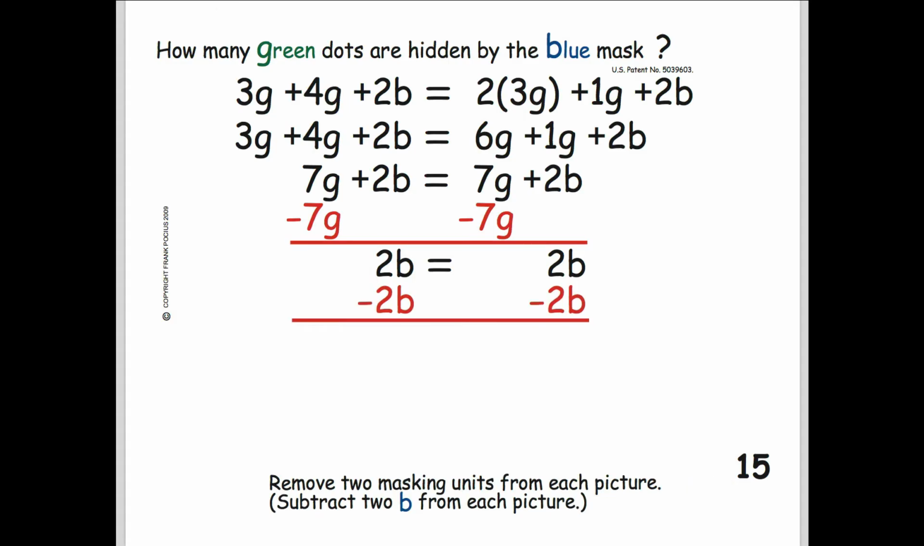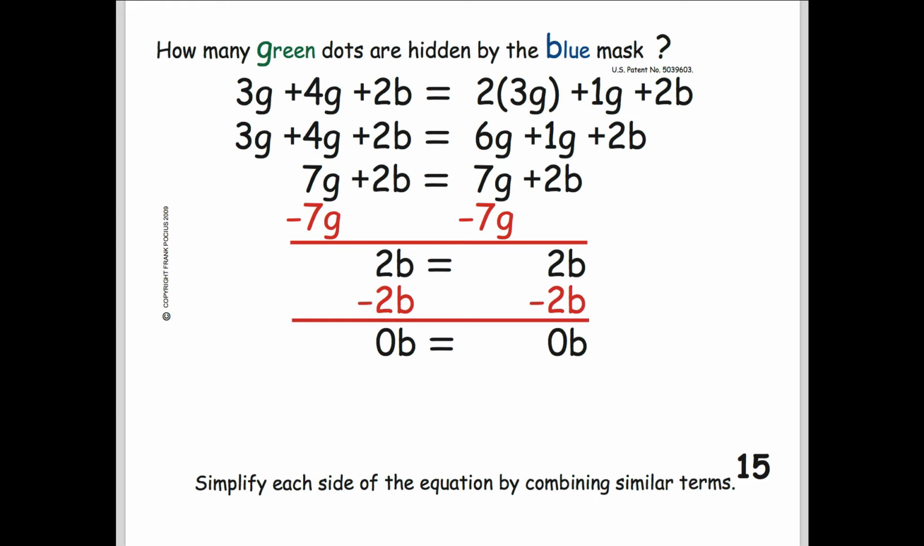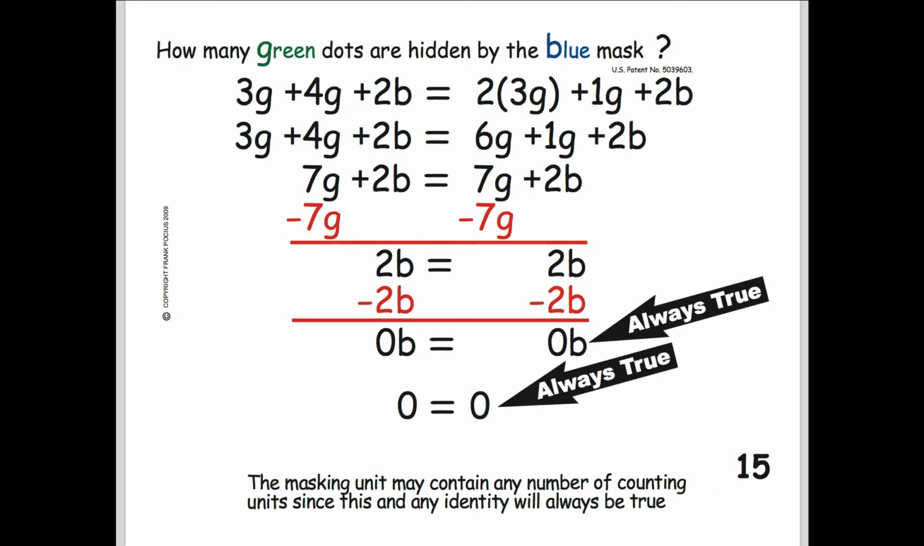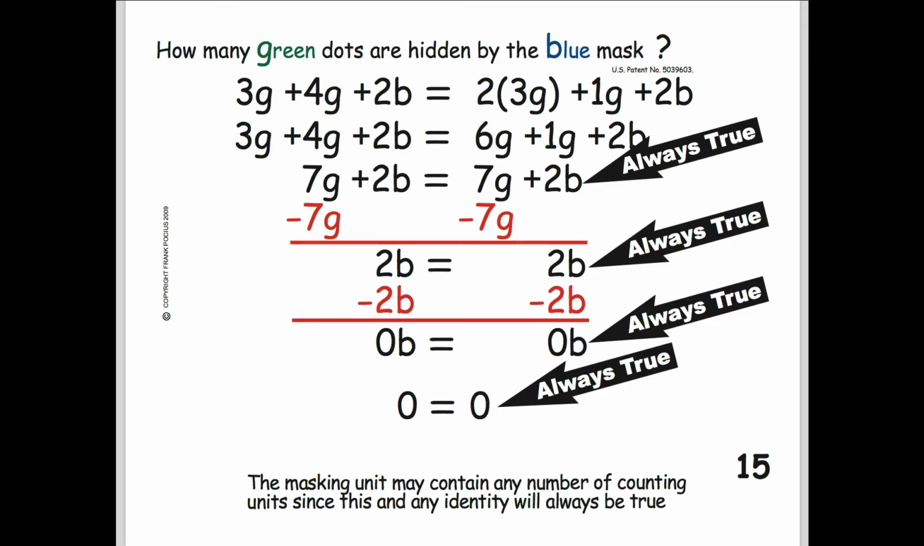Remove 2 masking units from each picture. Subtract 2B from each picture. Simplify each side of the equation by combining similar terms. The masking unit may contain any number of counting units, since this and any other identity will always be true. 0 is equal to 0. 2B is equal to 2B. That's always true. 7G plus 2B will always be equal to 7G plus 2B, no matter what is contained in the masking unit.